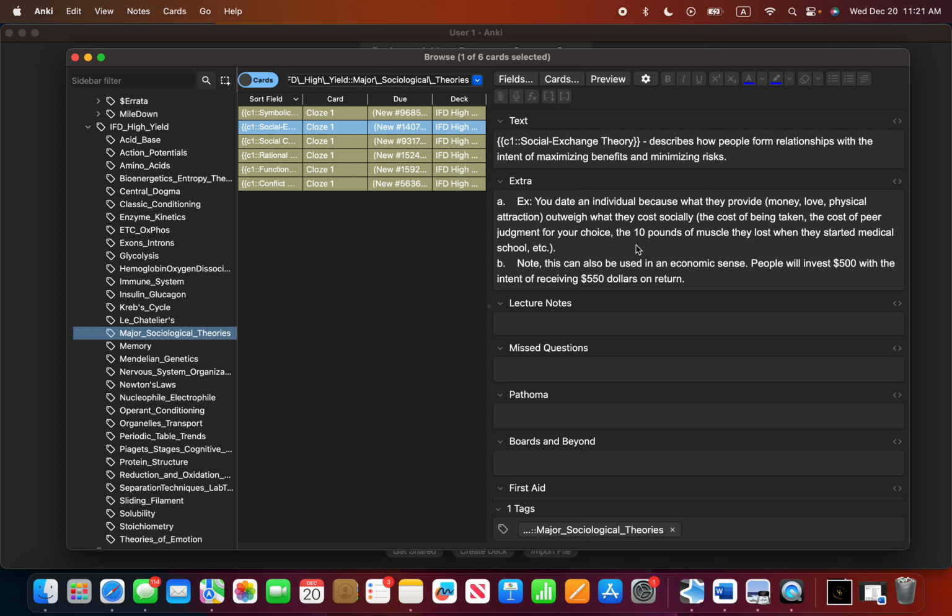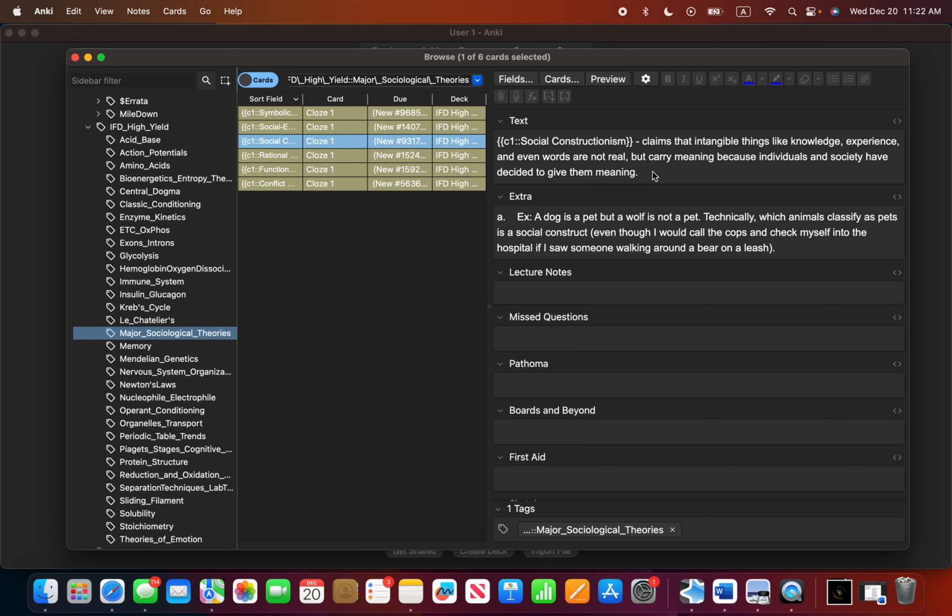Note, this can also be used in an economic sense. People will invest $500 with the intent of receiving $550 on return. Yeah, so social exchange is more about increasing benefits and reducing risks and costs. And it outweighs that, right?